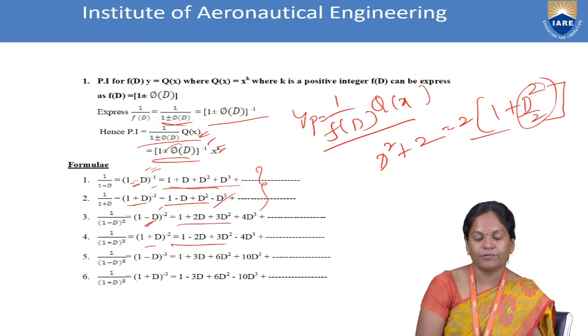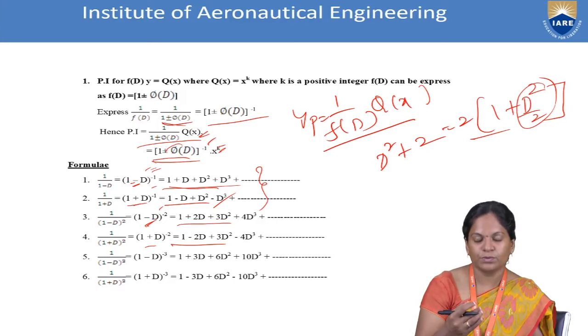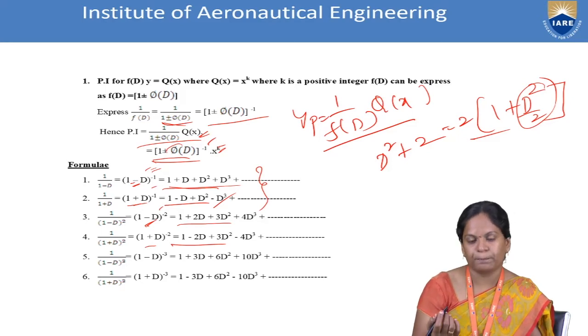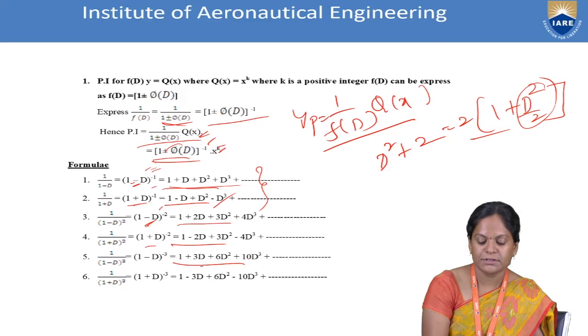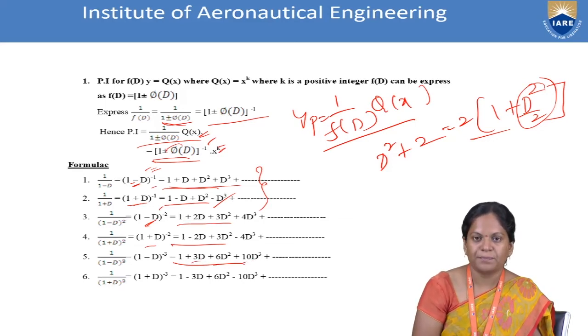Here we have the fifth formula, that is (1 - D)^-3. What is (1 - D)^-3? In the previous ones we had power minus 1 and power minus 2, and here we have power minus 3. (1 - D)^-3 means 1 + 3D + 6D² + 10D³ + and so on. The coefficients must be remembered.